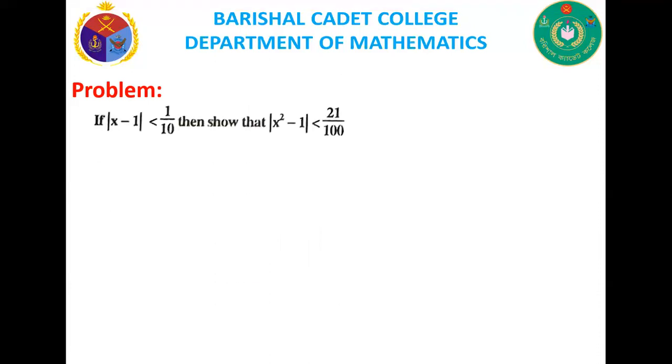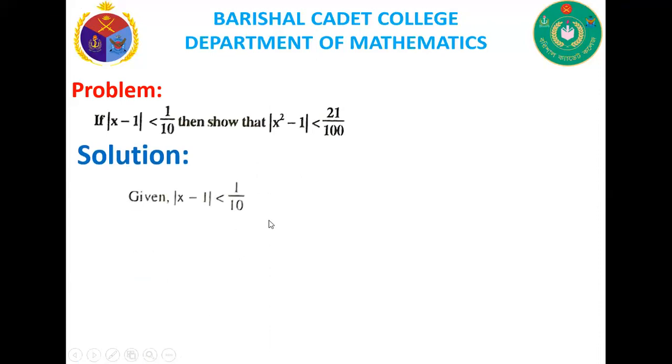Now we have to prove another thing. We are given that if modulus of x minus 1 is less than 1 by 10, then we have to show that modulus of x square minus 1 is less than 21 divided by 100. This is a very important question for you. So let us start.